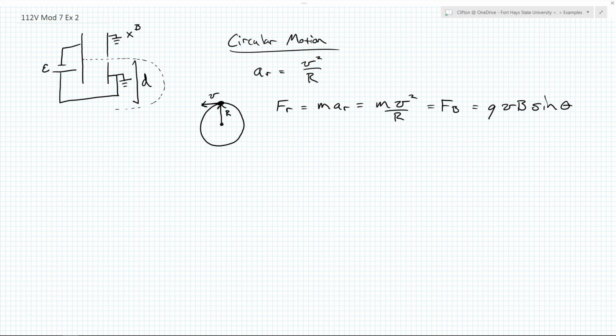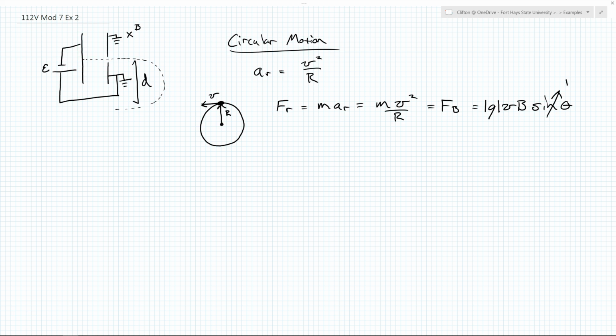sine of theta. Now the angle theta is the angle between the velocity vector and the magnetic field. This is going to be 90 degrees, so sine of 90 degrees will be 1. Here I'm going to explicitly write an absolute value sign around the charge, because we're talking about magnitudes of forces, and magnitudes of forces are always positive. So the charge in this equation could be positive or negative, but for negative charges, the magnitude of the force is still going to be a positive number. So I'm going to write an absolute value there.